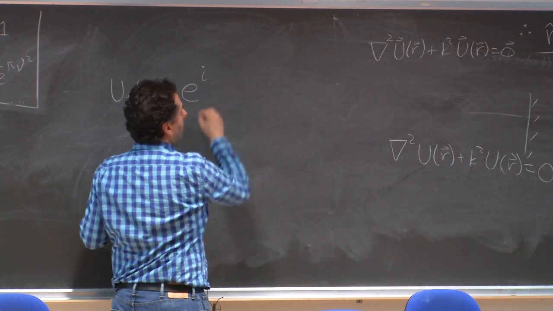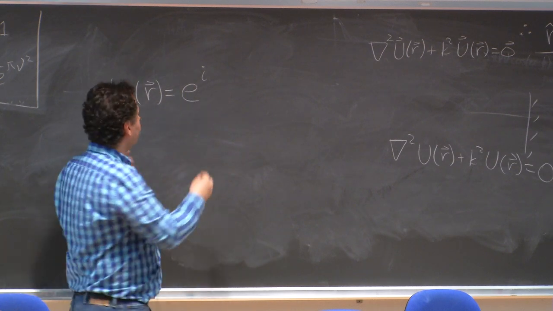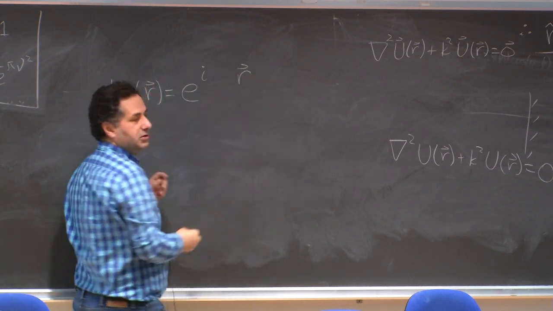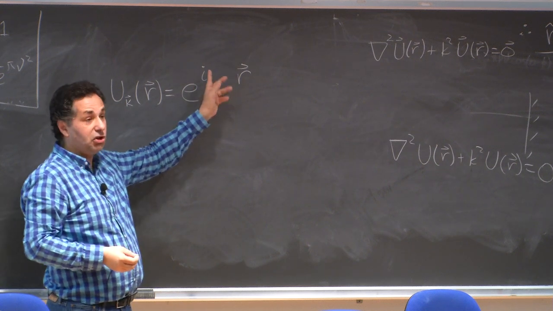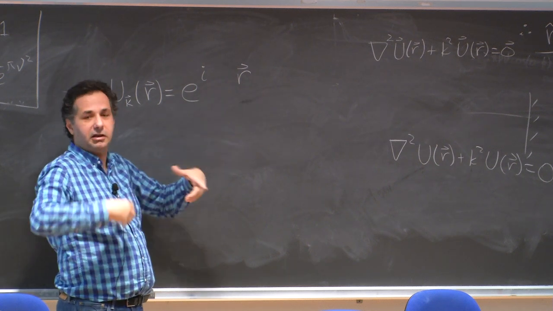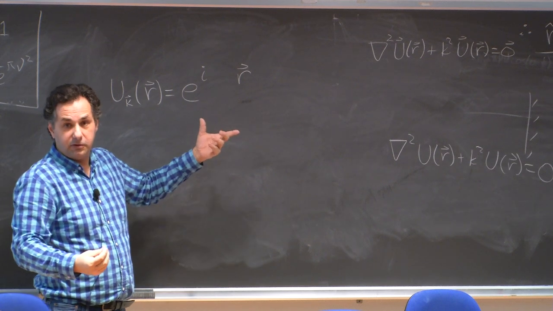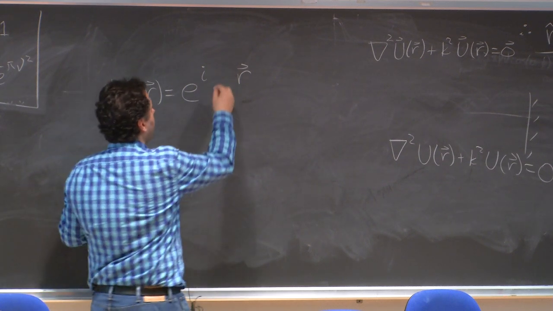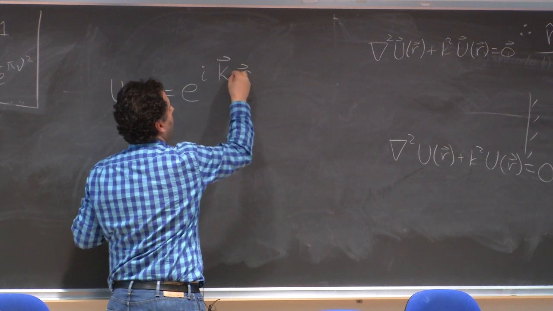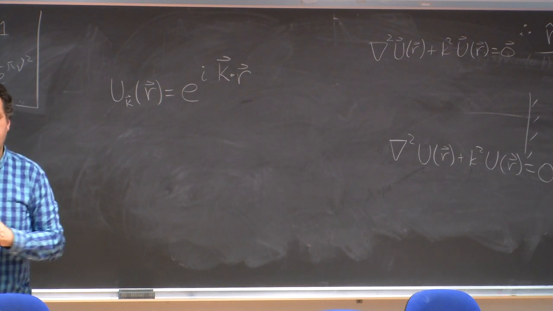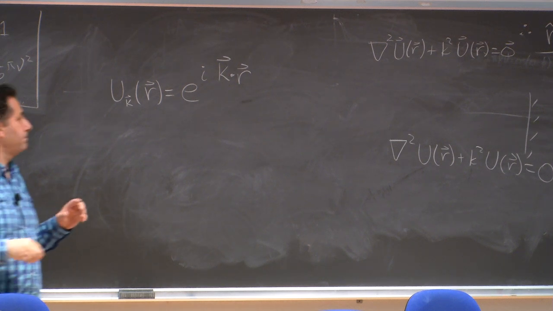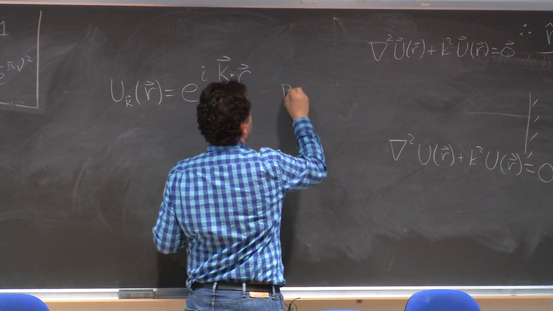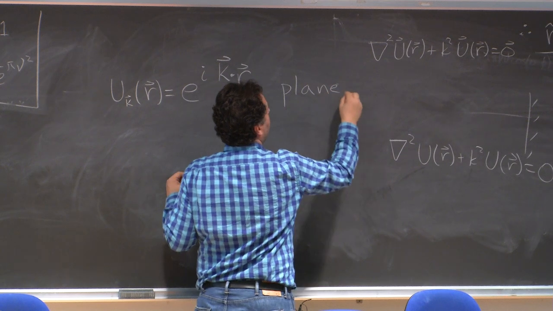But this is in three-dimensional space, so I'm going to put r to make this general. But in the exponent, I need to multiply this by something to make it a scalar. I cannot take the exponential of a vector. So I should do k vector dot r. And this is called a plane wave.